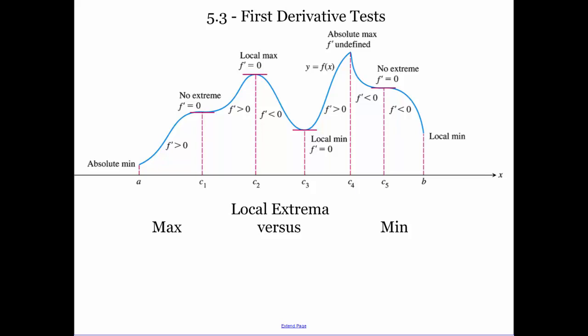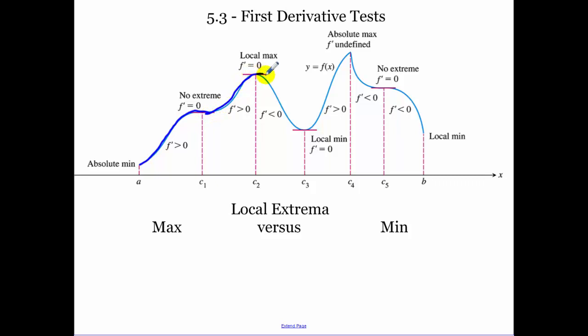Today we're going to be talking about the first derivative test. Let's look at this graph. I have a minimum down here and I'm increasing. My first derivative is positive. The first derivative is 0, but I have no extrema because I keep increasing.